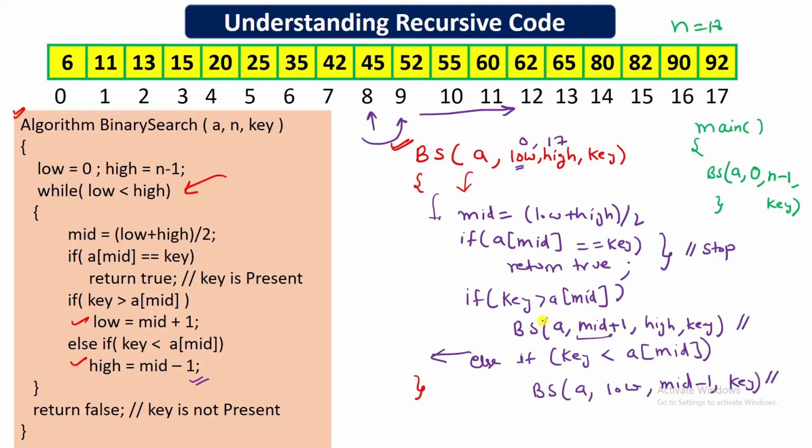So how will I stop? Basically, the element will not be found in the array when we reach a condition where low is greater than high. So before doing everything, I will write that condition: if low is greater than high, return false. Do not find the midpoint then. So yes, this is the simple recursive solution, or the recursive code.